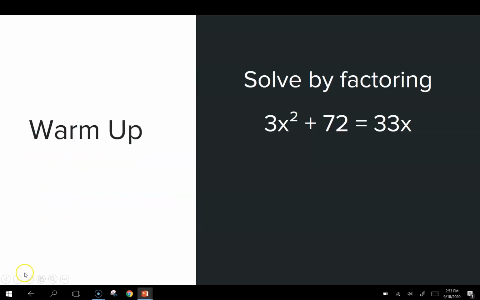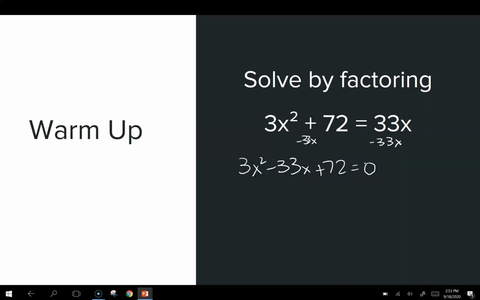All right, let's go ahead and start off with a warm-up. Let's remember how to factor. This first one, solved by factoring, okay? What I see first before anything else is that it's not equal to 0. So I'm going to make it equal to 0 first by subtracting 33x over. And when I do that, I got to put it in the right spot, which is going to be in the middle. So it'll be 3x squared minus 33x, and then plus 72 equals 0.